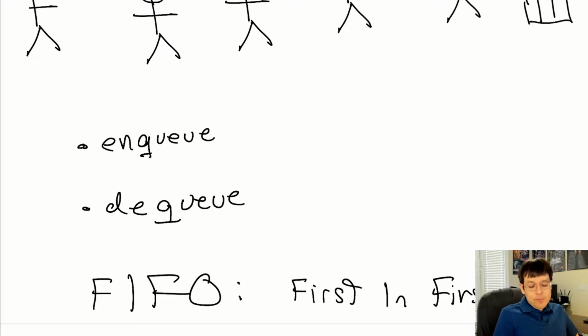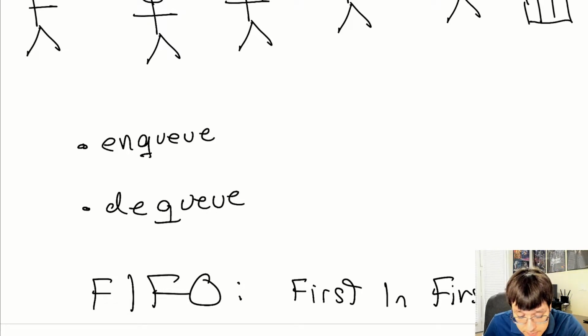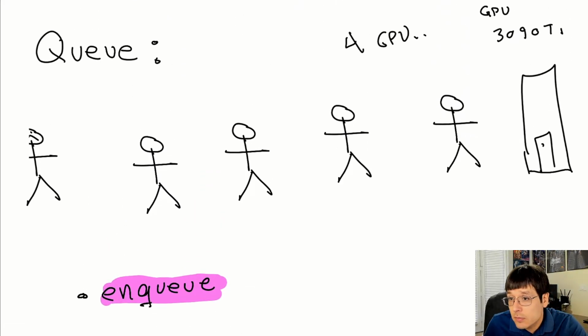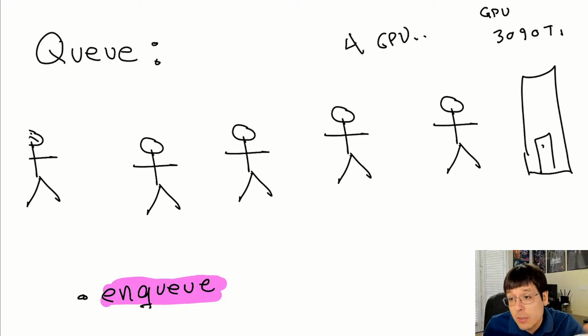And so what that means is that whenever you have a new process, a new person, a new item that wants to enter your queue, you're going to enqueue it. And what that means is you're going to throw it into some sort of line or whatever's holding your line, which is like an array or a linked list, and then basically just have them wait.